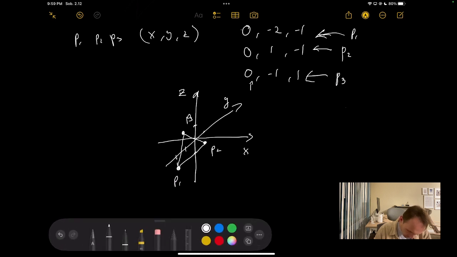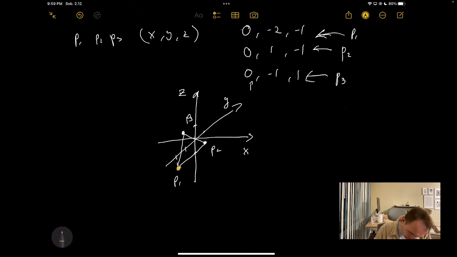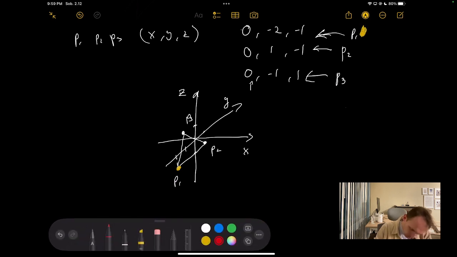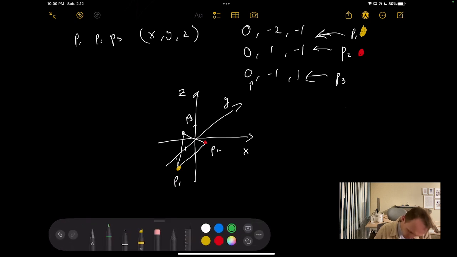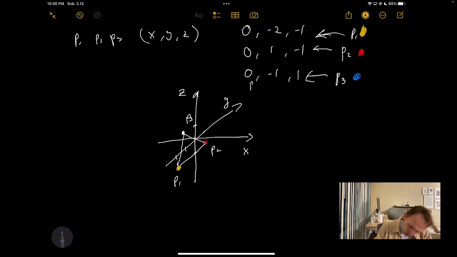And let me even use colors. P1, P2, and maybe blue for P3.